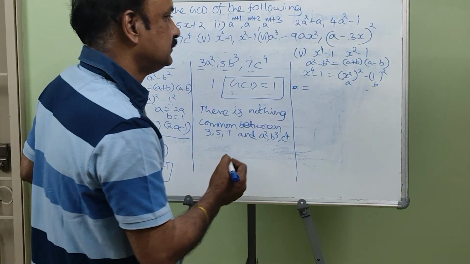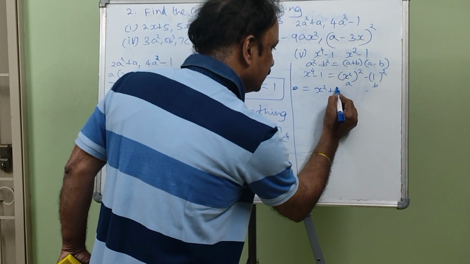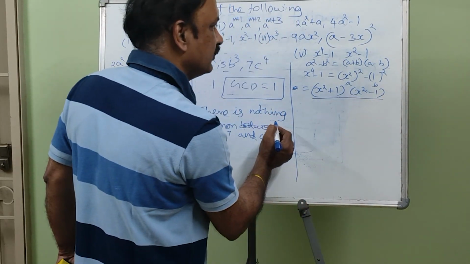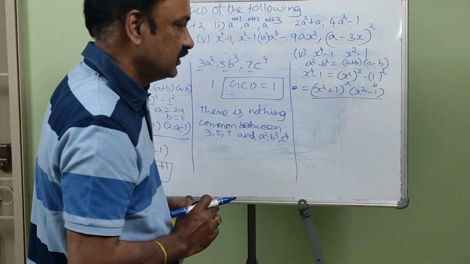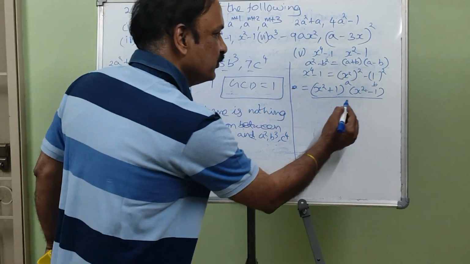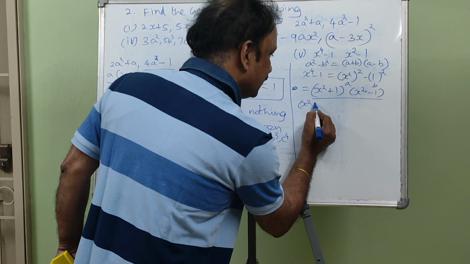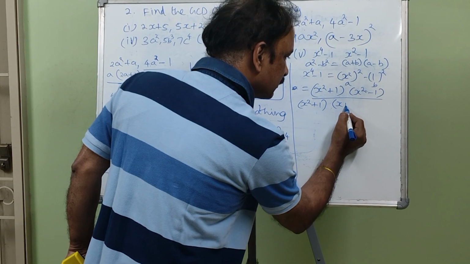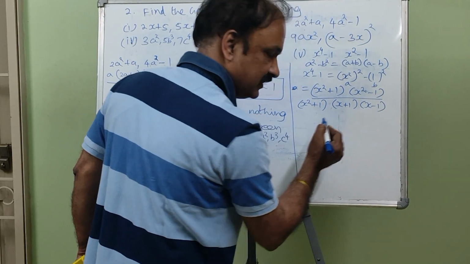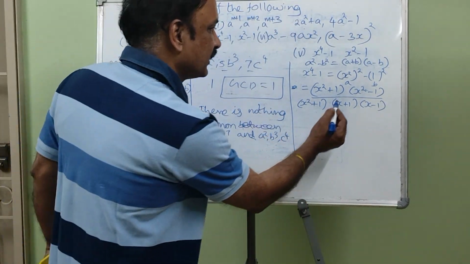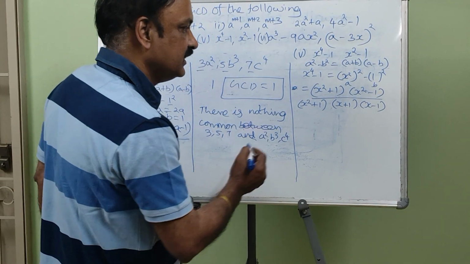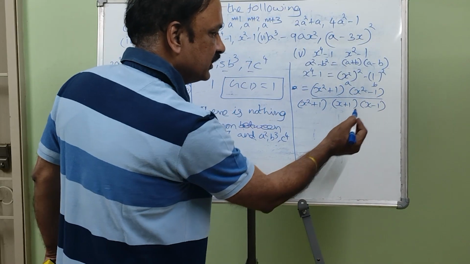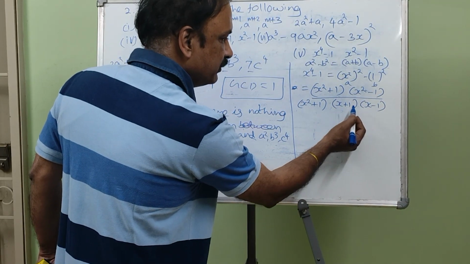So what do we write here? x square plus 1 into x square minus 1. Now still something interesting. How do you factorize x square minus 1? This is a, this is b. Can you write this as x plus 1 into x minus 1? Yes. Why? Because here it is x the whole square minus 1 the whole square, and a is x and b is 1.